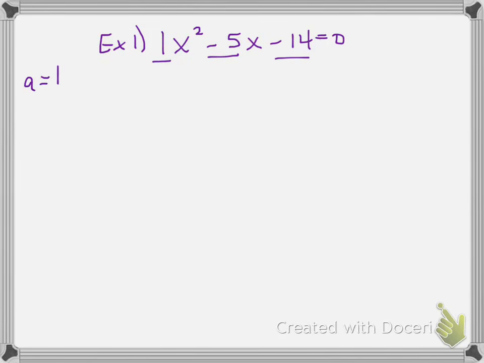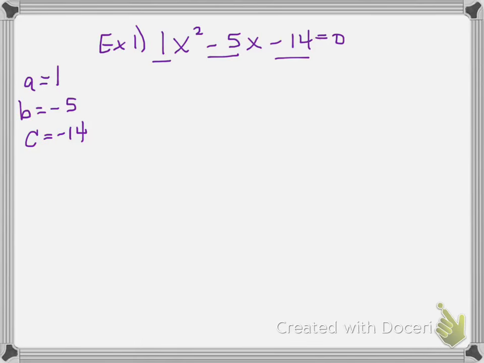Okay, so here's our first example. Example number one. We're going to have x squared minus 5x minus 14 equals 0. I'm going to put a 1 right here. Remember that when we're doing quadratic equations, it's ax squared plus bx plus c. So this is a, b, and c right here. I'm going to list those out to the side. A is 1, b is negative 5, and c is negative 14.